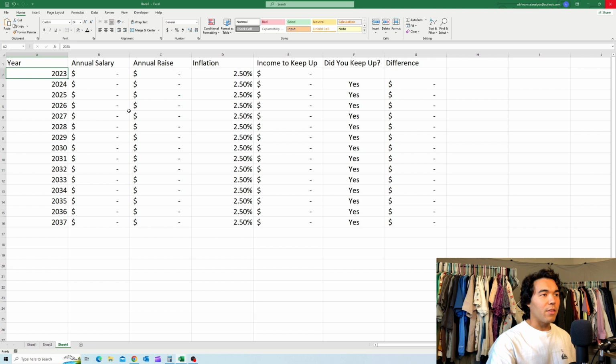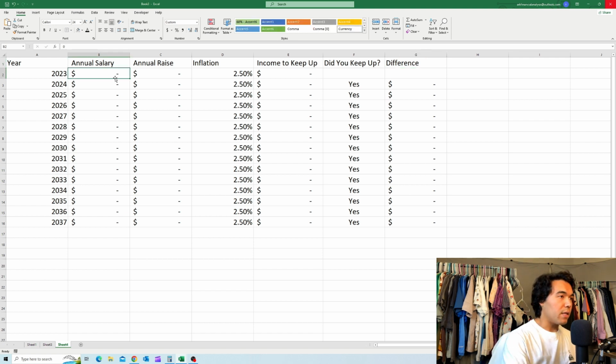So things are pretty much the same as they were. We have a yearly salary, your annual raise, which is obviously something that people hourly and salary will want to chase. We want to see our income going up year over year. I have inflation on here. Like I said, we're going to keep it at 2.5 consistently. Income to keep up. Did you keep up? And then the difference between the actual annual salary and what you need to keep up with inflation for that year. So now that we know all about Michael the Muppet Man, let's give him a salary.